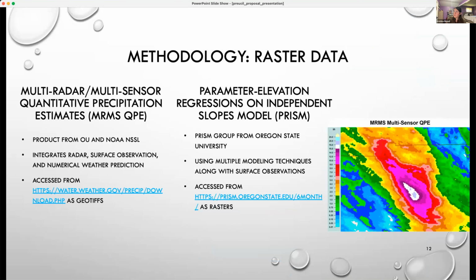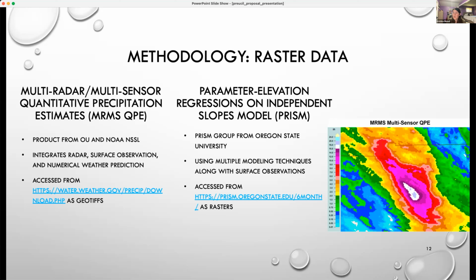Next, I'm going to talk about the raster data sources that I'll be using. The first one is the multi-radar, multi-sensor quantitative precipitation estimates, or the MRMS QPE. This is a cool product developed between the University of Oklahoma and NOAA National Severe Storms Laboratory. This output would look like the image on the right here. It integrates weather radar data, numerical weather prediction models, and surface observations to estimate a rainfall amount. So it actually works like a reanalysis after the storm event. You can access it straight from weather.gov as a GeoTIFF.